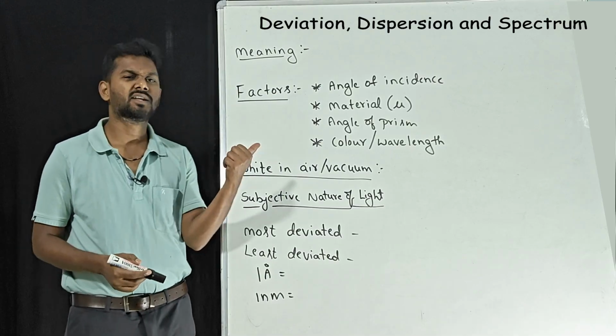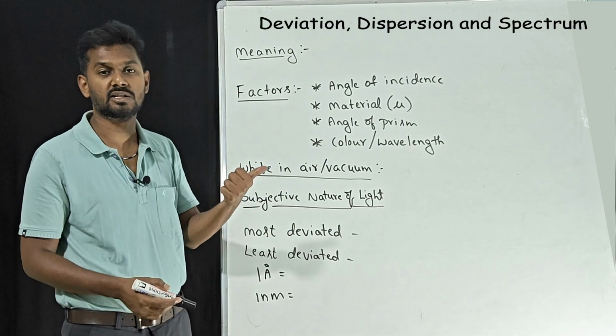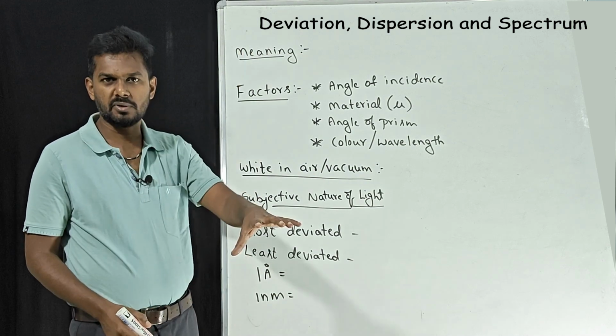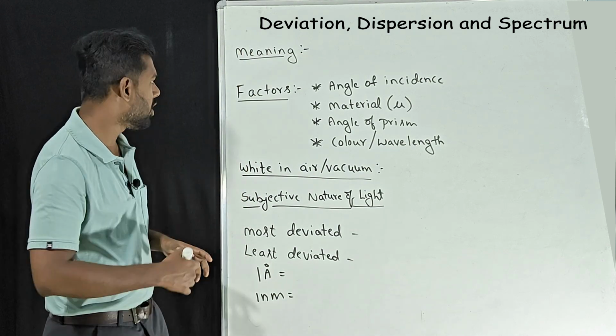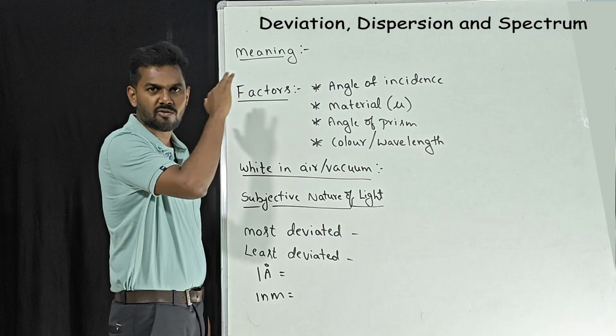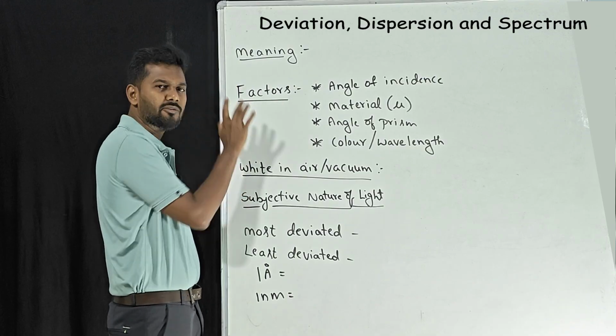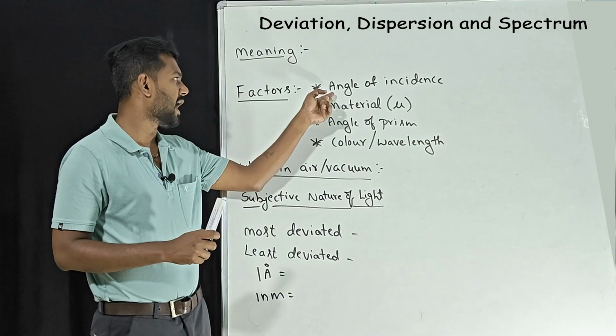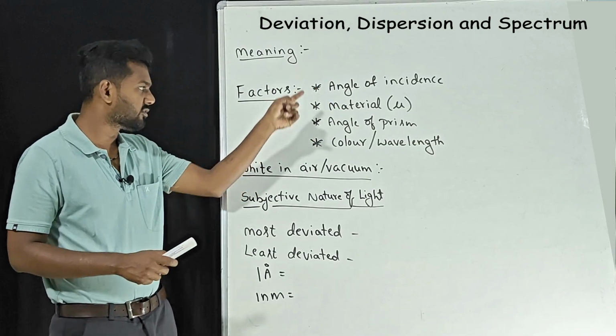Now we'll talk about the factors which affect the deviation. So first we'll learn everything about deviation, then we'll go for dispersion, after that spectrum. Anyhow the definitions of all the 3 are done. Now we are going to learn the factors which affect the deviation in a prism. See, first, angle of incidence. See, these are the factors.